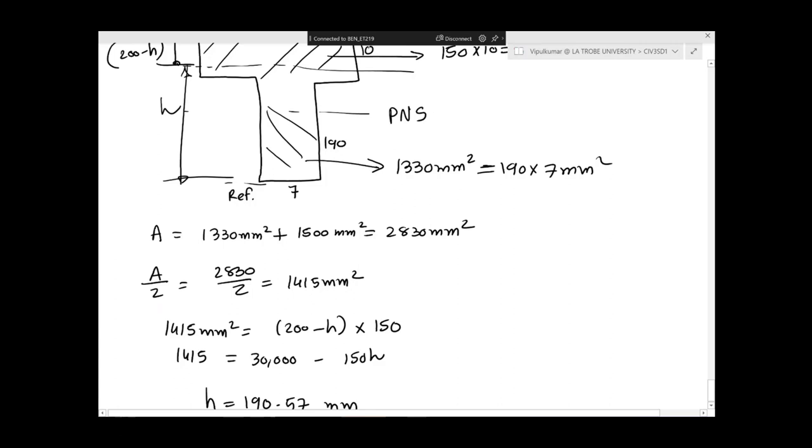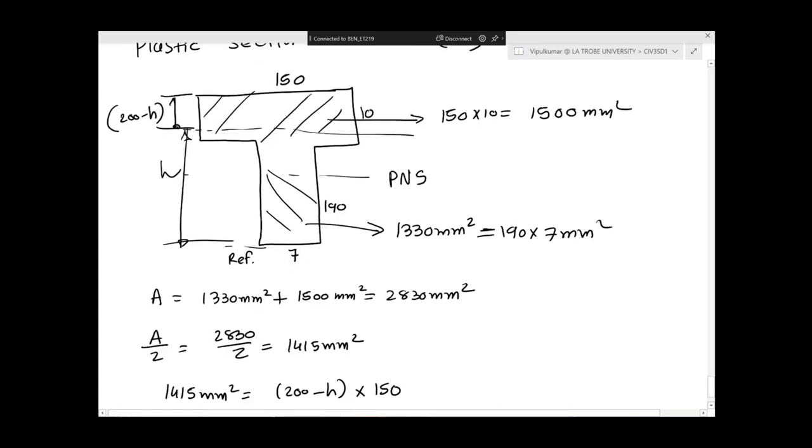Why is it 200 minus h times 150? If you're talking about half of the area, it could be this, or it could be this. Why would I not make my life easy by taking this one? Why couldn't you do 10 minus h? If h is the whole thing, where is the h? Could you take h from the top then? No rules. You can do it, 10 h from the top. There is no rules.